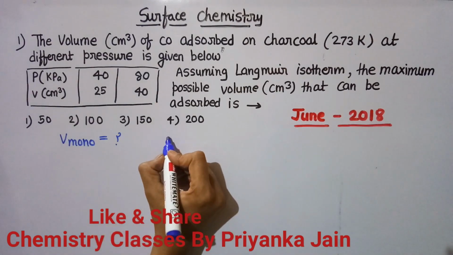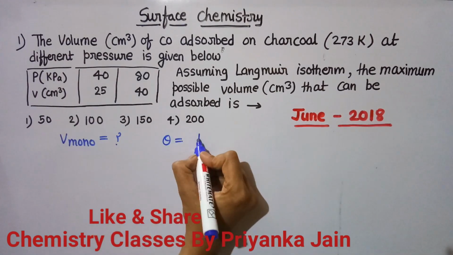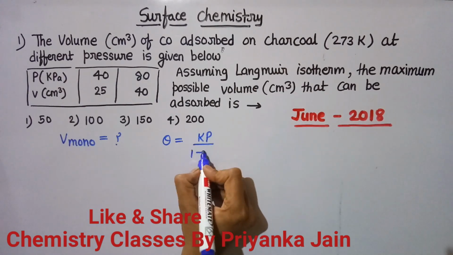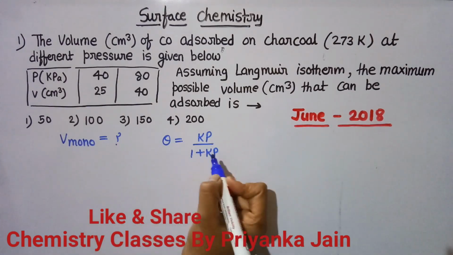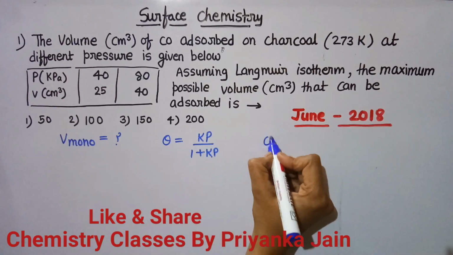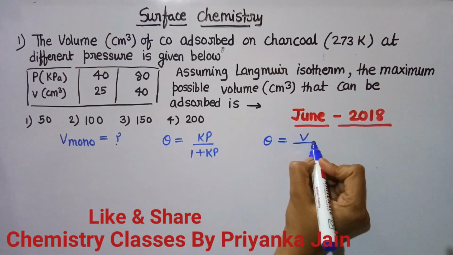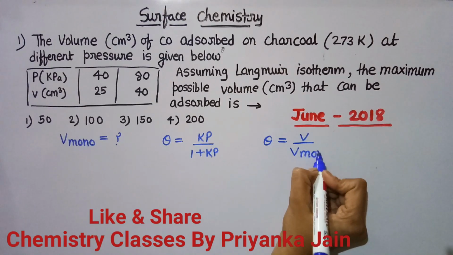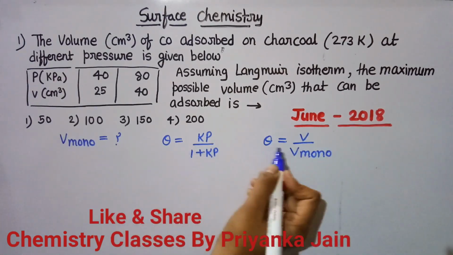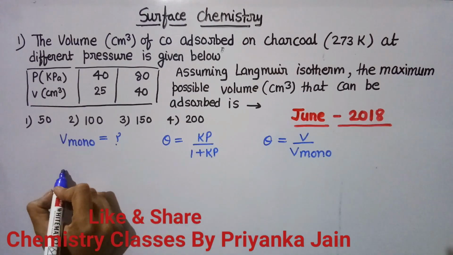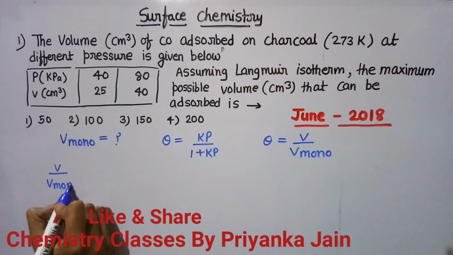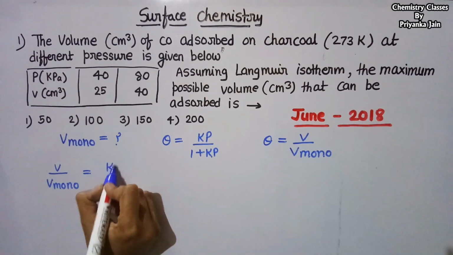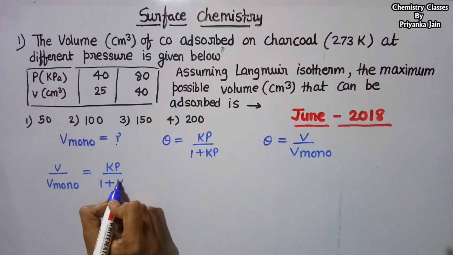Okay, according to the Langmuir adsorption isotherm, we know theta is equal to Kp upon 1 plus Kp. Now we have to expand this equation if we want to find out V mono. Theta is the fraction that is occupied, and it is given by the volume that is occupied divided by the volume of the monolayer. If we join these two formulas, then we get V upon V mono equal to Kp upon 1 plus Kp.